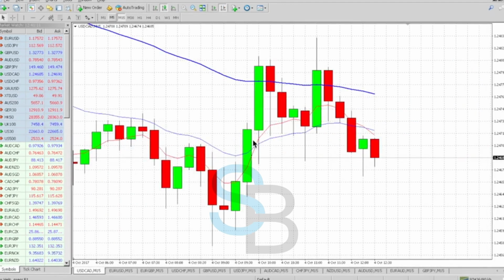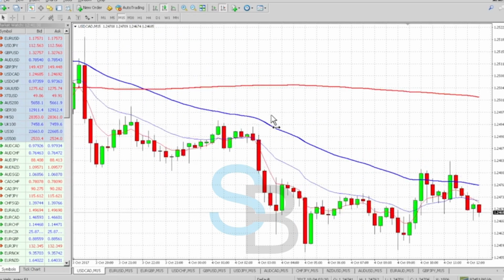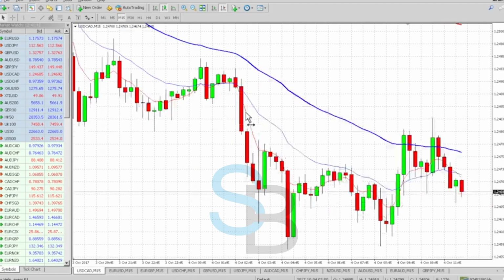All right, so there's a potential trade coming up on dollar CAD. Again, I'm looking at M15 candles. This is an impulse pullback trade. You can see 6 EMA crossing below 18 EMA, and it's below the 50 moving average, and it's below the 200 moving average, right? So it's a clear downtrend.